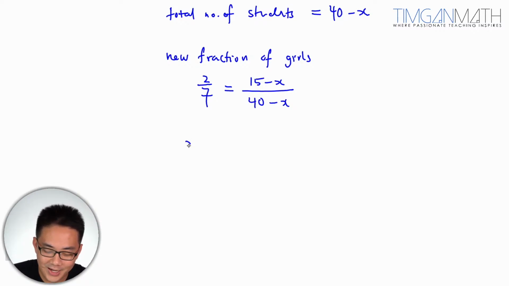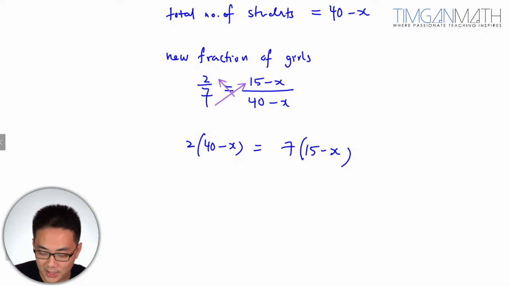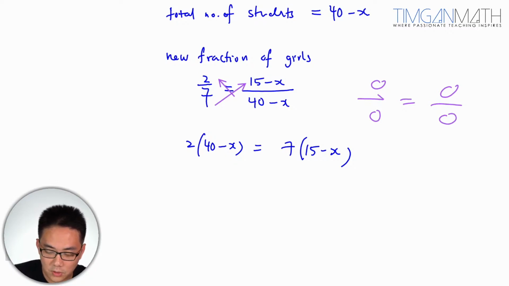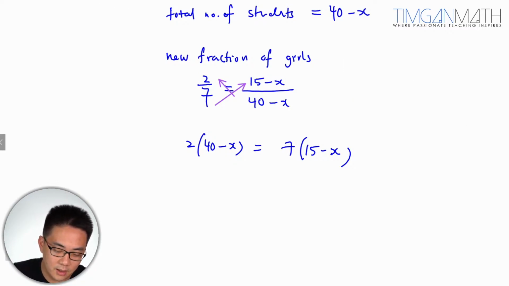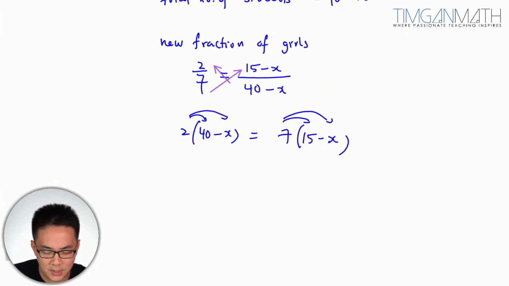So it will be 2 times 40 minus x equals 7 times 15 minus x. What I did there was I just cross multiplied. Now remember, you can only cross multiply when you have two fractions like that. Some careless mistakes students make is they think that they can cross multiply in other conditions, but you can't. You need to have two fractions on both sides.